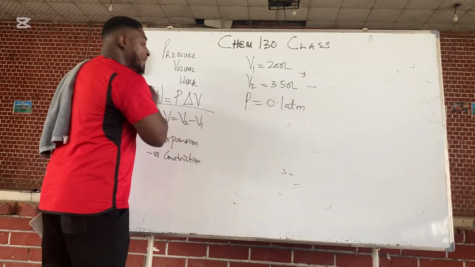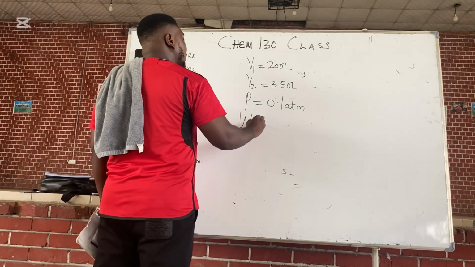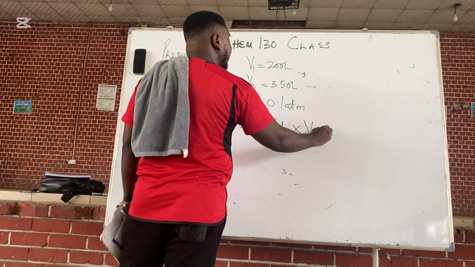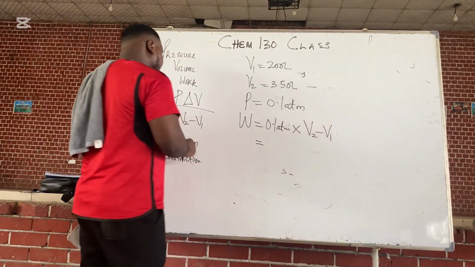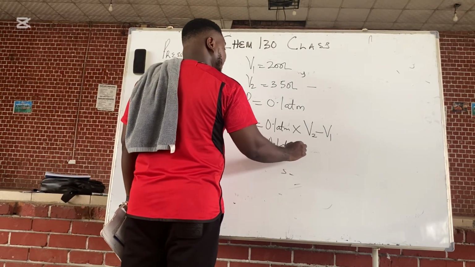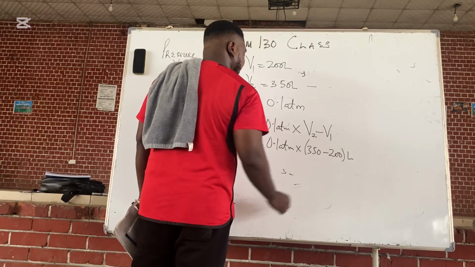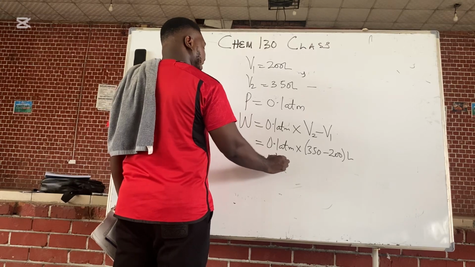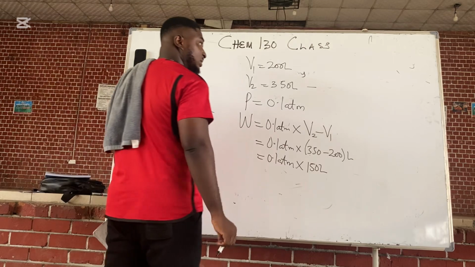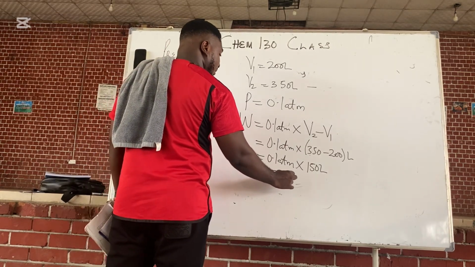Class, you know the formula for work done by gas is pressure times change in volume. So W equals pressure 0.1 atm multiplied by change in volume, which is V2 minus V1, because change in volume is final volume minus initial. That's 0.1 atm multiplied by V2, 350, minus V1, 200 liters. 350 minus 200 gives us 150. Now 0.1 times 150 is 15 atm liter.